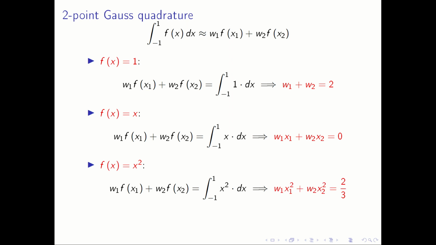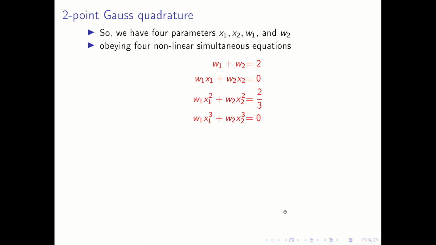And if f of x is x cubed, which is the last demand that I can make, then w1 f of x1 plus w2 f of x2, I'm sorry, is going a bit under the screen here, but you should be able to make out what this says. It says w1 x1 cube plus w2 x2 cube must be the value of this integral, which is again 0. Now, can we go any further? The answer is no, because we have only 4 unknowns to play with, and this has already given us 4 equations. So we have 4 parameters and 4 simultaneous equations, but a rather complicated set of simultaneous equations.